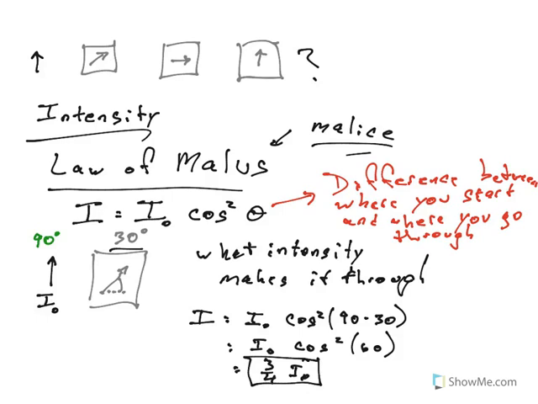So that's very important. Don't mistakenly say, the polarizer's at 30 degrees, so the angle in my cosine has to be 30. No. It's, what's my starting angle? In this case, it's 90. What am I trying to get through? I'm trying to get through a 30. So the angle is the difference, 90 minus 30.